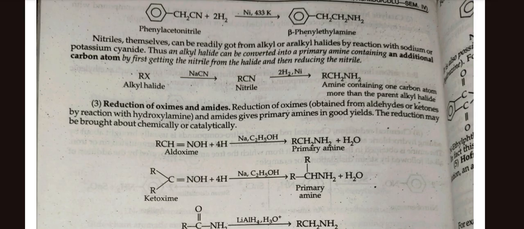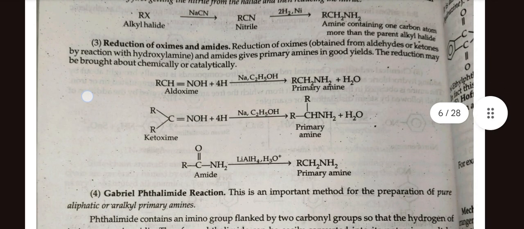Third, reduction of oximes or amides. Reduction of oximes obtained from aldehyde or ketone by reaction with hydroxylamine. The amides give primary amines in good yields. The reduction may be brought about chemically or catalytically. Aldoxime in the presence of Na/C2H5OH gives a primary amine.